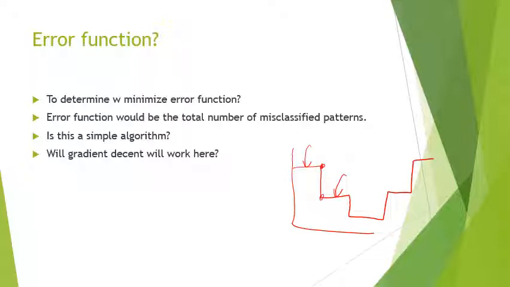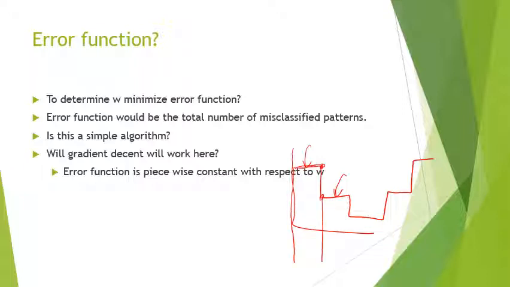To handle this situation, we should come up with an error function which is not piecewise constant but piecewise linear. What is the difference between piecewise constant and piecewise linear? From here to here, this is constant, right? But if I make it linear from here to here, linear here to here, and then again linear from here to here, then I say that it's piecewise linear.